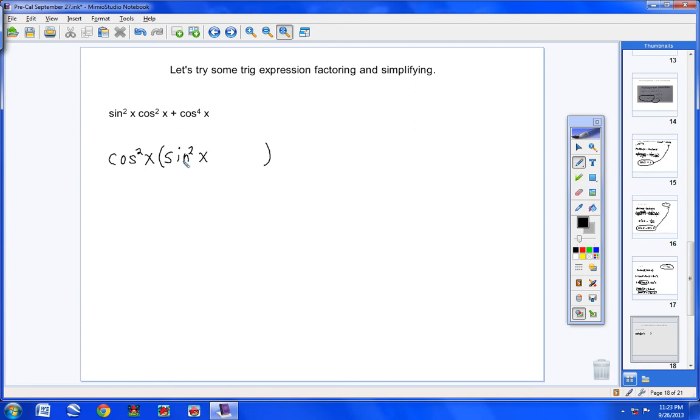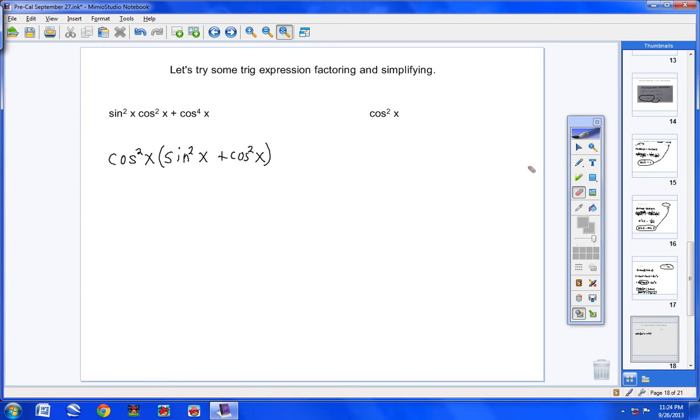Cosine squared times sine squared would be cosine squared sine squared. And then cosine squared times something would give me cosine to the 4th. Well, wouldn't that be cosine squared? Cosine squared times cosine squared gives you cosine to the 4th power. In other words, if you were to take this cosine squared and multiply it back through, you would get what you started with right here. Okay? So have we factored and pulled out what's common? Well, the answer is yes. Yes, we have.